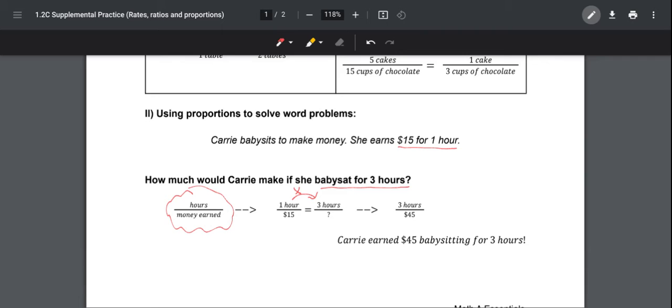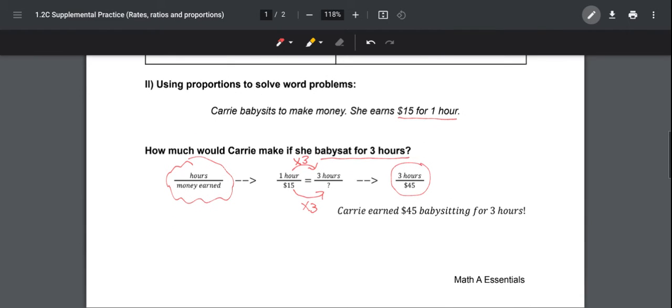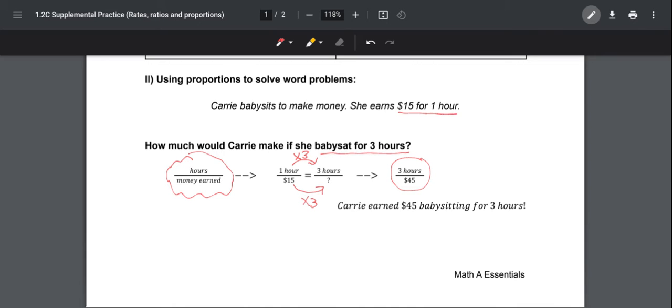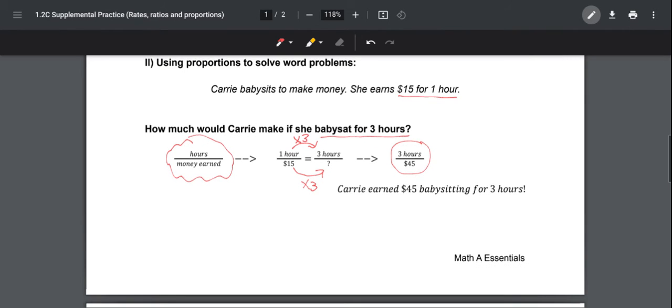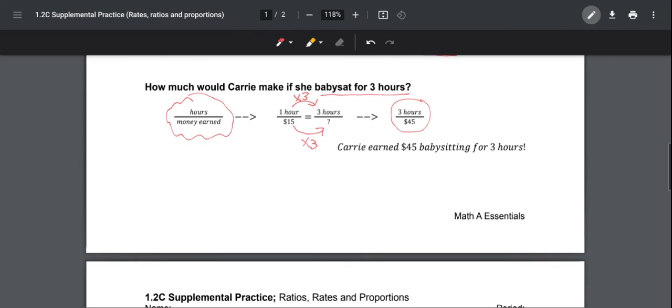Since 1 times 3 is 3, then you multiply 15 times 3, and that would give us that in 3 hours she would make $45. So that means that Carrie earned $45 for 3 hours of babysitting.